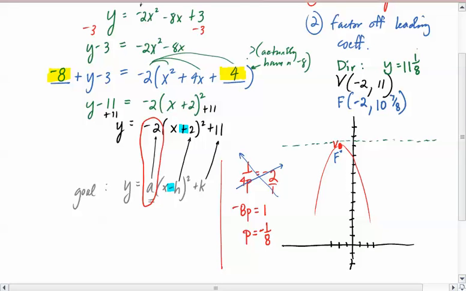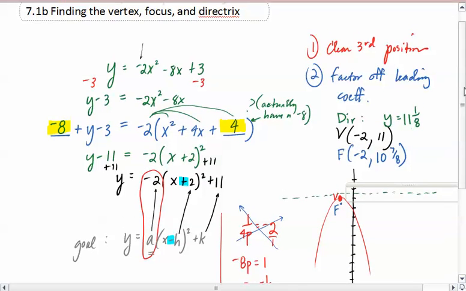Okay, so there are your 3 things that they asked for, and I hope this was helpful. There are our answers.